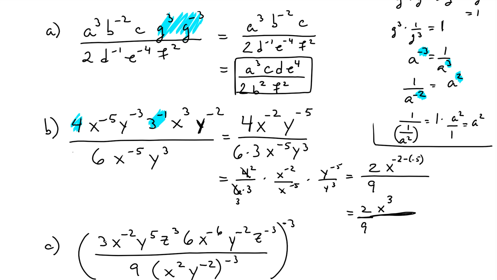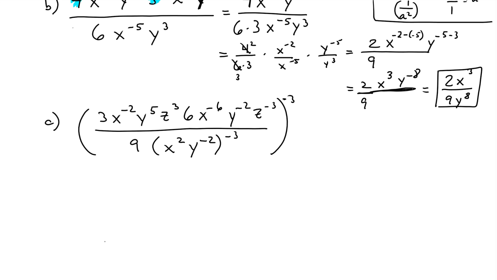And what do I have here? I've got y to the minus 5 minus 3. So that's y to the minus 8. And finally, I have one negative exponent, which is minus 8. So I'm going to send y to the 8 down so that I end up with an expression without negative exponents.